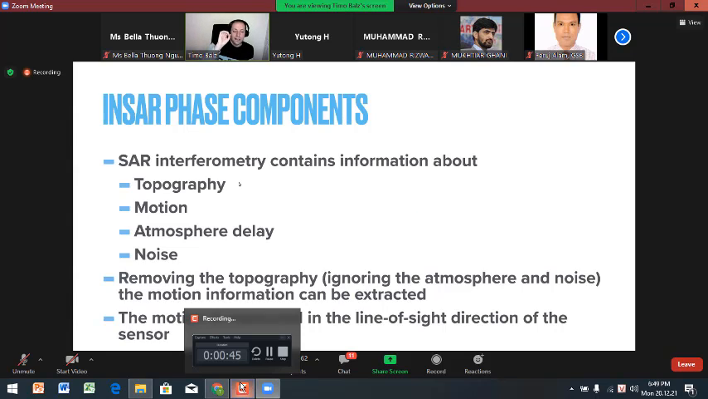So, again, it's not so easy to get from there to the original values. Nevertheless, if we are interested in motion, then we want to remove the topography and the atmosphere, or here we can try to ignore the atmosphere and the noise, so we can get to the motion. The goal is to estimate the components and then remove the components that we're not interested in.